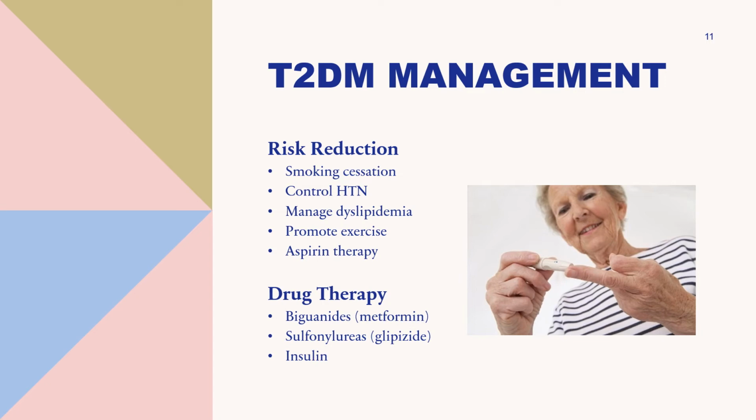Insulin can also be beneficial, especially if you have a really high hemoglobin A1C, higher than 9, or a fasting blood sugar of greater than 250, or any random glucose greater than 300, or the presence of ketonuria. So if you ever see ketones in the urine, that's indicative of diabetes.